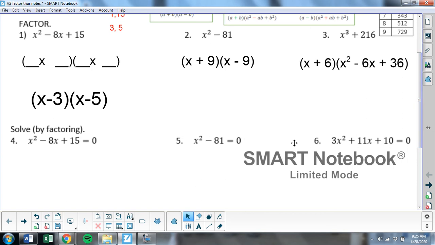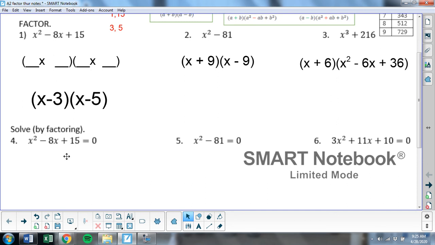Notice I purposely did 1 and 2 the same. So here it was just x squared minus 8x plus 15. Here's the same thing, but I put up equals 0. So now we're actually finding x. That's what we mean when we say solve. Find x. And this here, you just leave your answer as your two factors since it says factor.